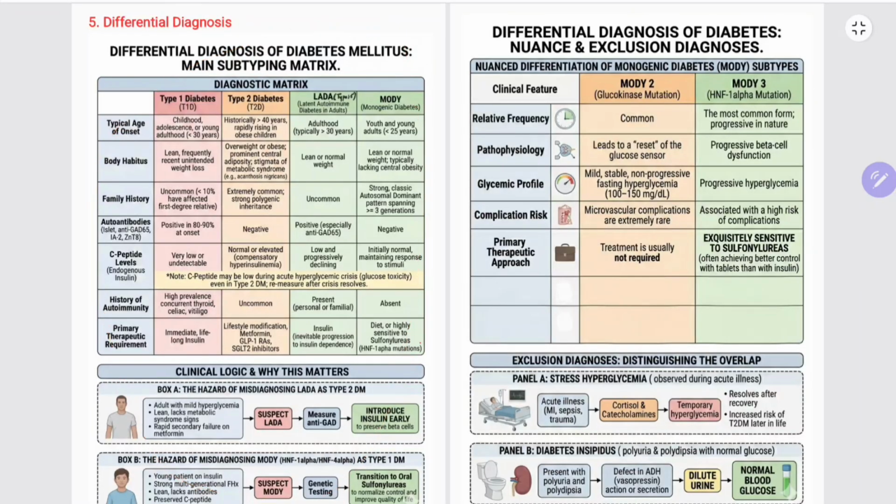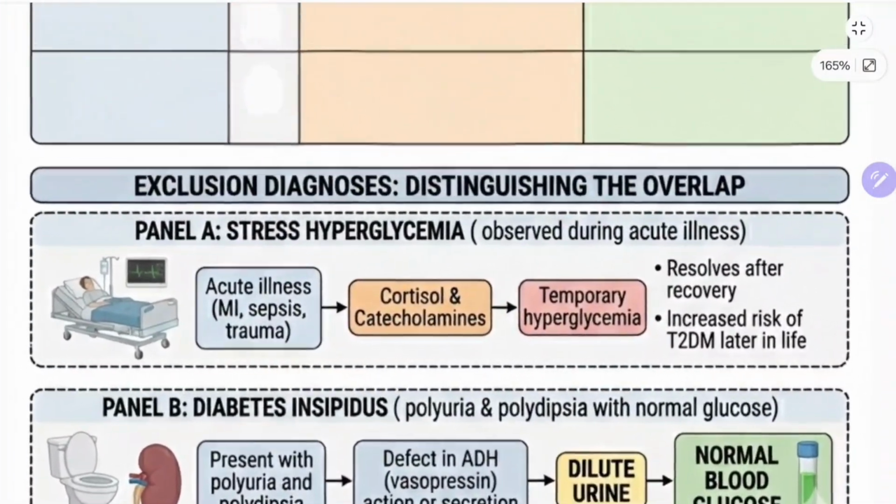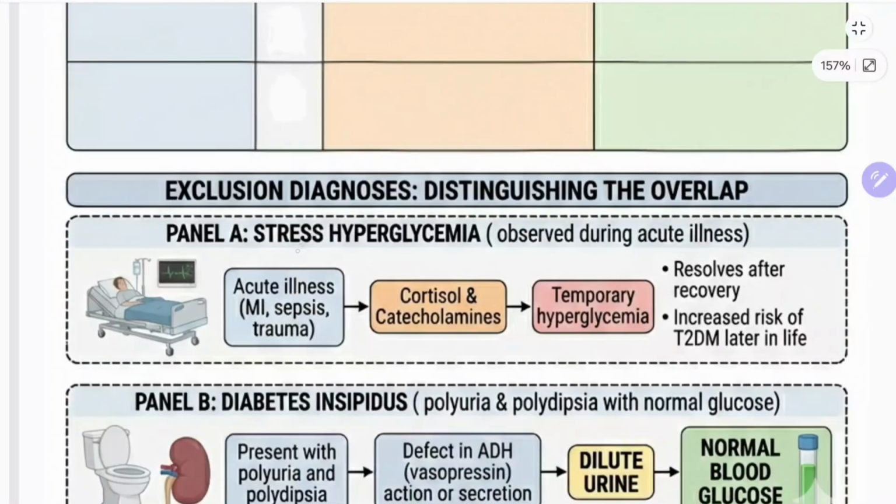Okay, now some important things. There is something called stress hyperglycemia, which is observed during acute illness. So in acute illness like myocardial infarction, sepsis, trauma, there is release of cortisol and catecholamines. They will cause temporary hyperglycemia, which resolves after recovery. But these patients who have stress hyperglycemia have increased risk of type 2 diabetes later in life. That one thing you should remember.